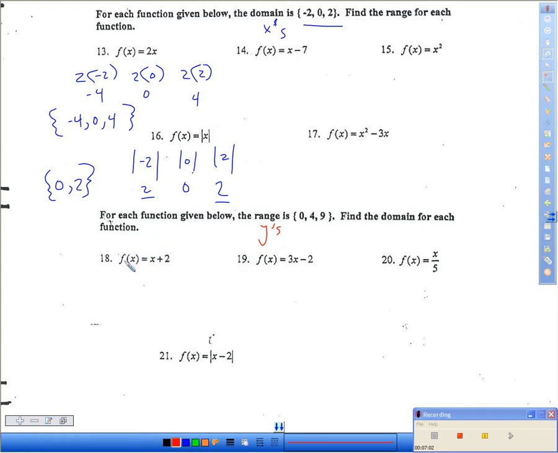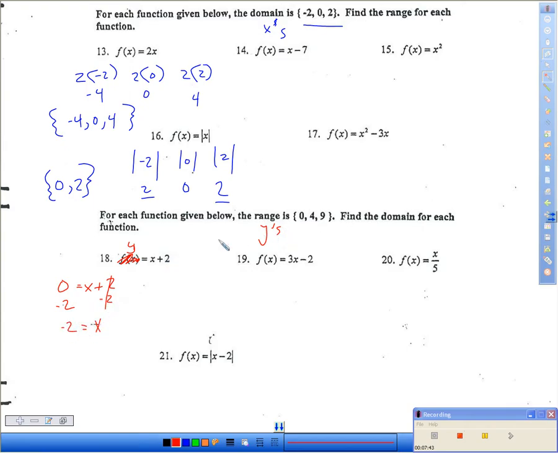We said yesterday, when we see f of x, we can really just think of that as a different way of writing y. So in number 18, instead of f of x equals x plus 2, we can think y equals x plus 2. So on number 18, first we're going to substitute in 0 for y. So 0 equals x plus 2. Then we need to solve that equation. Subtract 2 from both sides. The 2's cancel, and we get x on the right. On the left, we get -2.